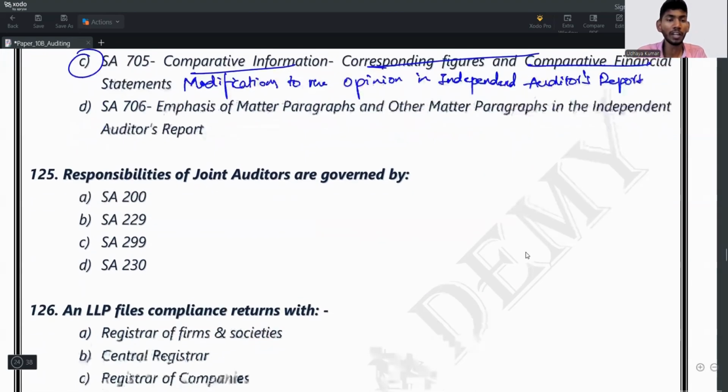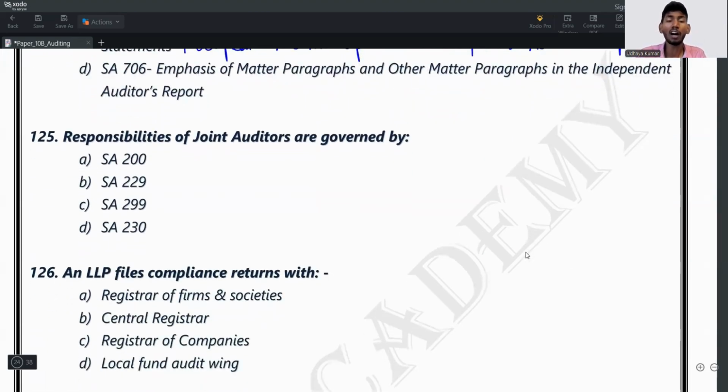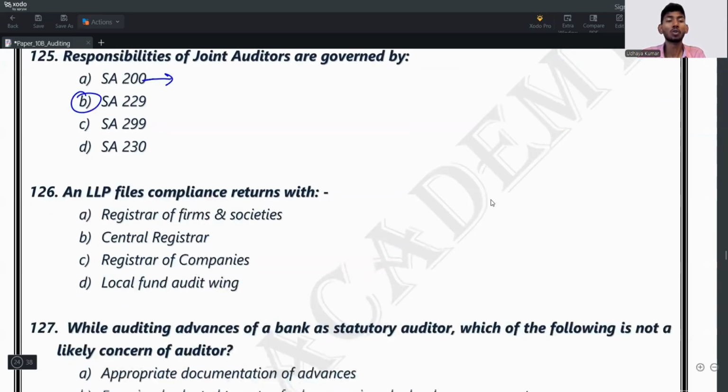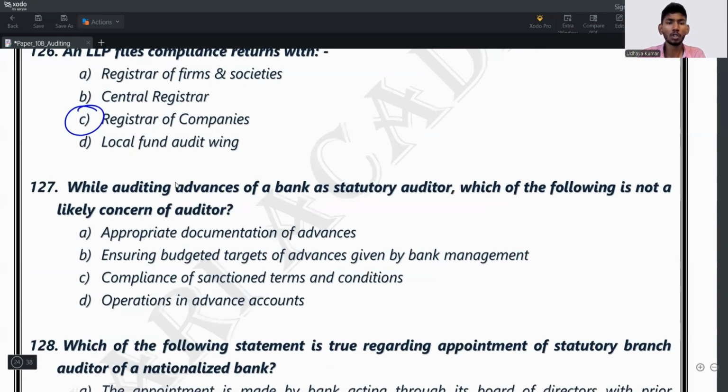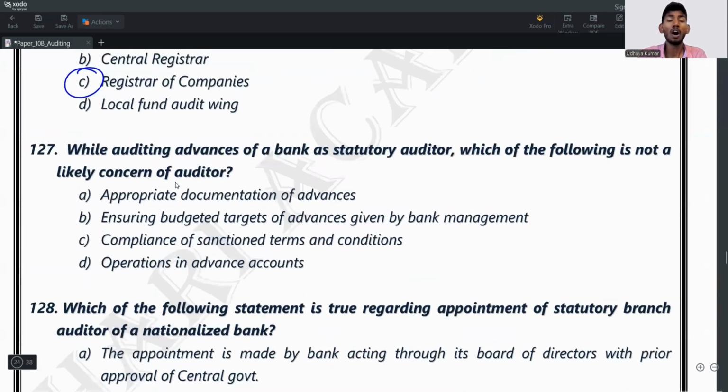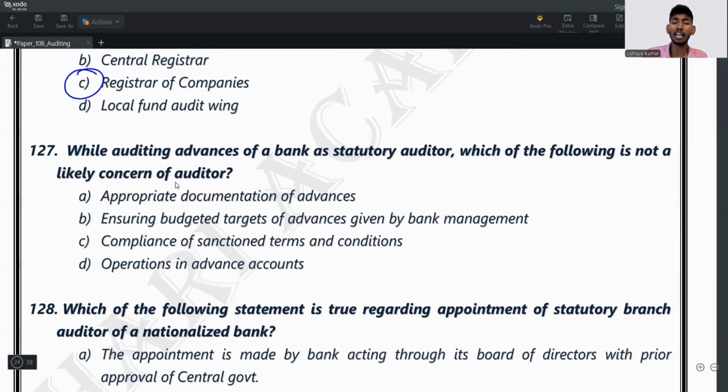So moving to question number 125. Responsibilities of joint auditors are governed by, obviously, SA 299, because what does SA 200 say? Overall objectives of the independent auditor. Whereas SA 230 is audit documentation. Next, moving to question number 126, an LLP files returns with the registrar of companies, which we have discussed. Okay, right? So moving to question number 127. While auditing advances of a bank as a statutory auditor, which of the following is not a likely concern of the auditor?